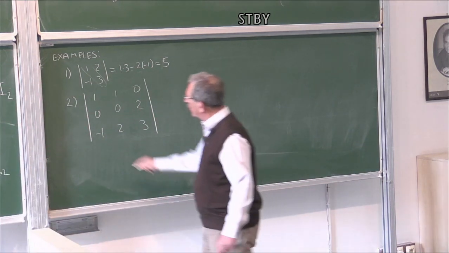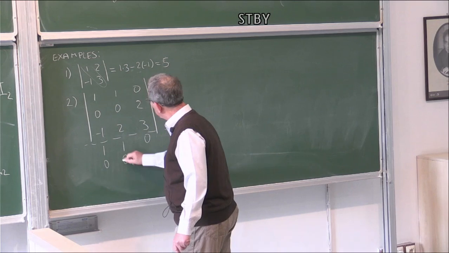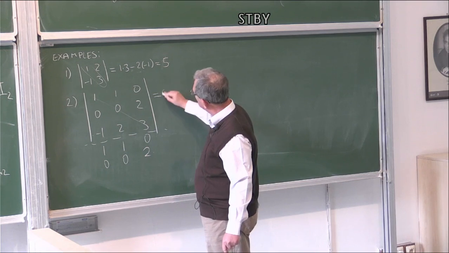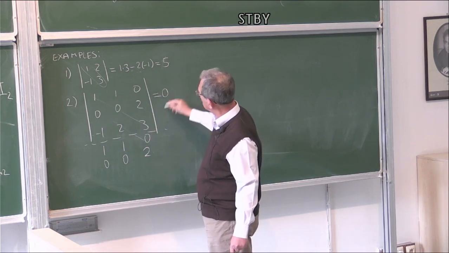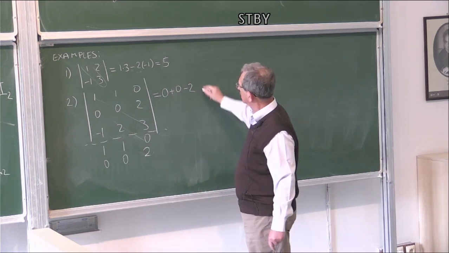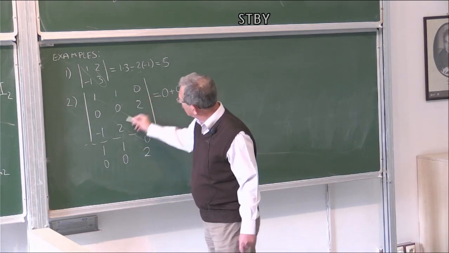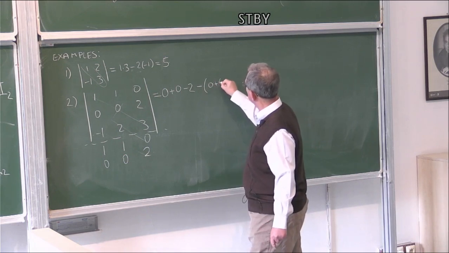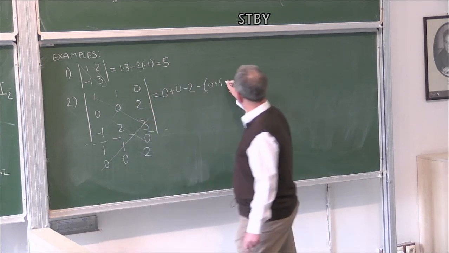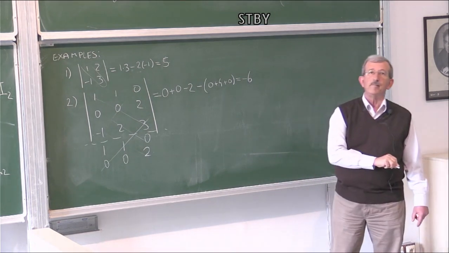Now here, we extend it a little bit, 1, 1, 0, 0, 0, 2. Now, the first diagonal is clearly 0. The second diagonal is 0. The third diagonal is minus 2. On the other hand, this diagonal is 0. This one is 4. And the last one, that is this one, is again 0. So it is minus 6.